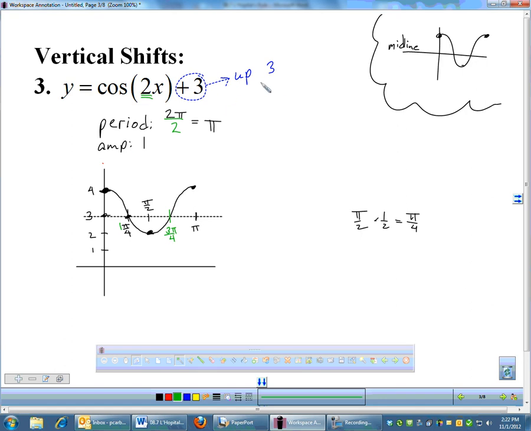I took care of my shift at the very beginning, and this is what our graph of cosine 2x plus 3 will look like. And the period is, I started from 0 and ended at pi. So we still have that right period. Amplitude looks good. And so there's how we're going to graph a vertical shift.